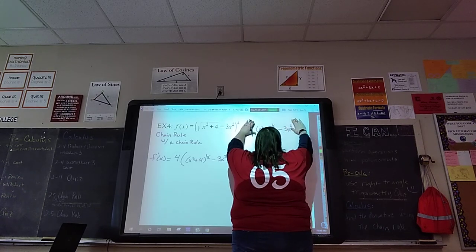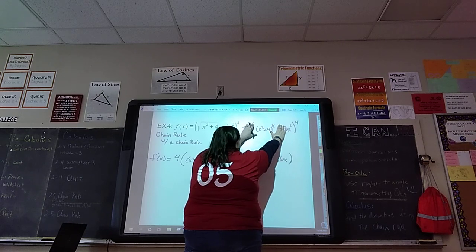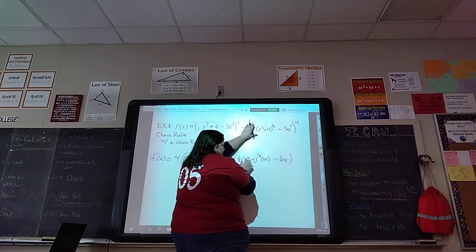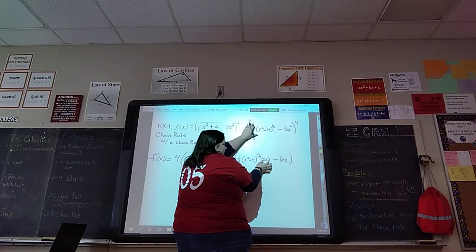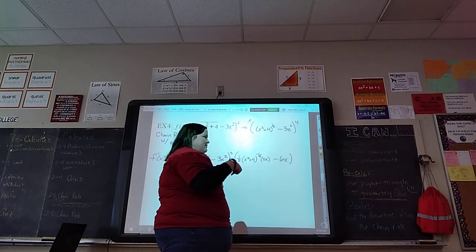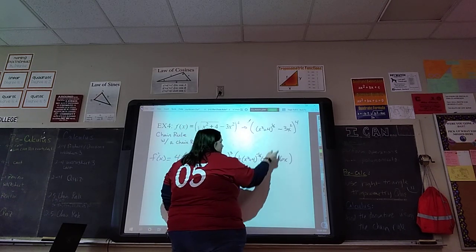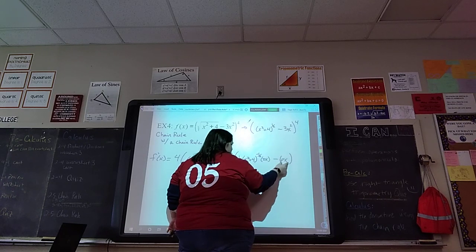Then we're done with the 4. Then we move to the inside. When we do this part, it's another chain rule. 1/2 moved out in front, inside stuff didn't change, new exponent -1/2. But then we have to take it times the derivative of the inside part. Does that make sense? And then we also have this little piece here that we have to take.